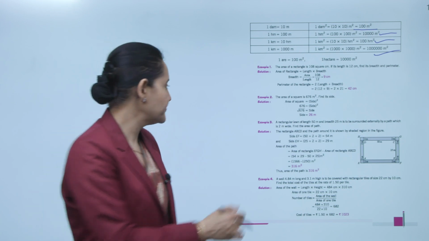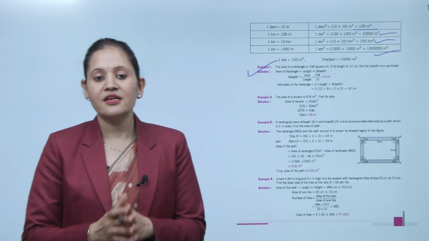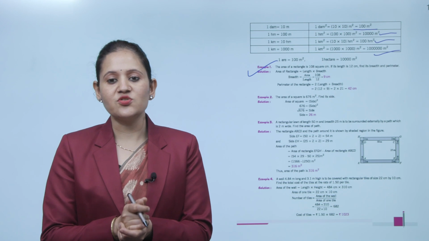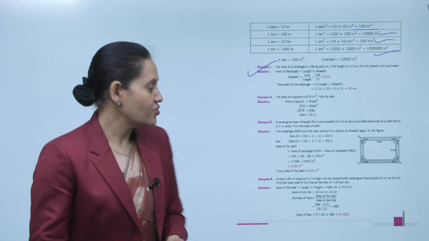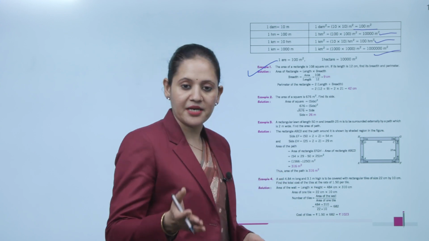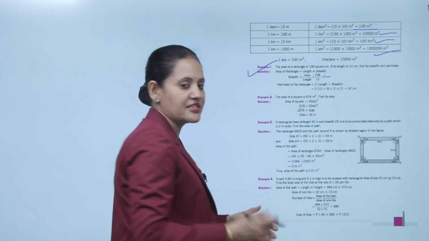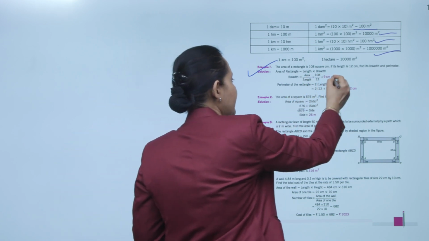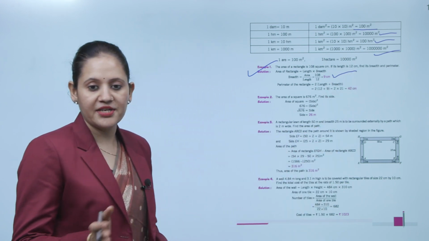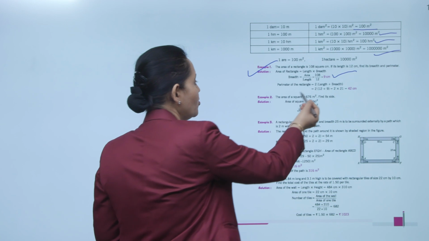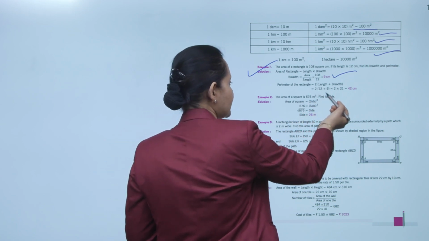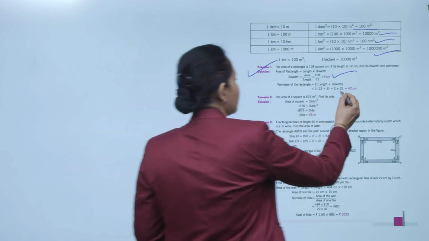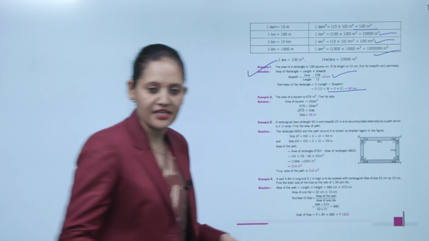Now we'll take an example. The area of a rectangle is 108 square centimeter. If its length is 12 centimeter, find the breadth and the perimeter. So area is given, we have to find its breadth and perimeter. As we know, area of rectangle equals length into breadth. Breadth equals area upon length, that is 108 upon 12, 9 centimeter. Now perimeter of the rectangle, 2 (length plus breadth). So length is 12 centimeter, breadth is 9 centimeter. 12 plus 9 equals 21, 21 into 2, that is 42 centimeter. That is the perimeter of the given rectangle. Clear?